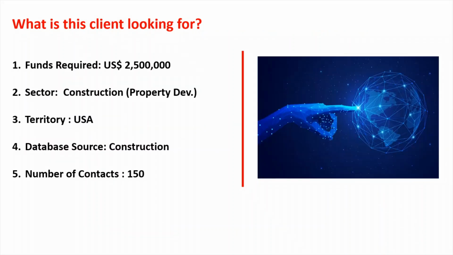So what is this client looking for? This client is looking for $2.5 million US, and it is in the construction and property development sector, and they're based in the USA. Therefore, the database that I have used to help them with this is to find investors that are interested in construction. Now, construction is different than real estate. This is mainly infrastructure. This is larger projects. So that is a different part of the industry than typical real estate is. And they're looking for about 150 contacts that they can approach.